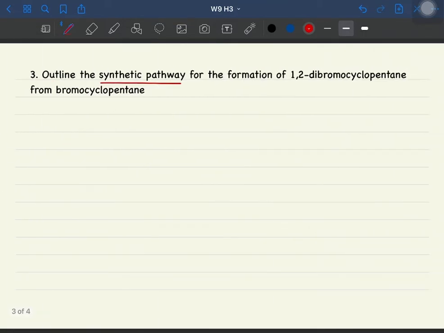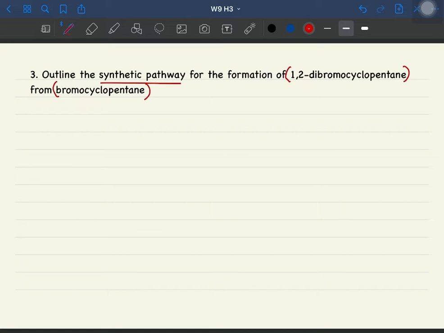For question 3, you need to outline the synthetic pathway for the formation of 1,2-dibromocyclopentane from bromocyclopentane. When we say synthetic pathway, it is not the same as the mechanism. It's just a pathway that may require more than one reagent and also conditions to be used in order for you to get from reactant to products.